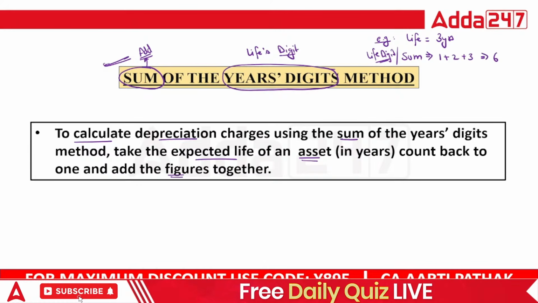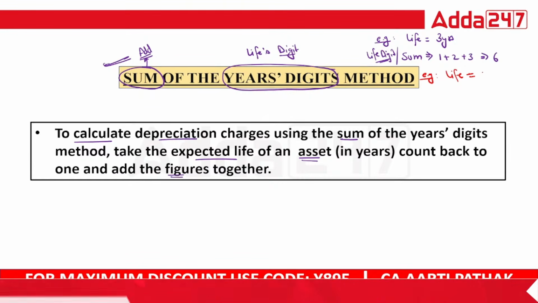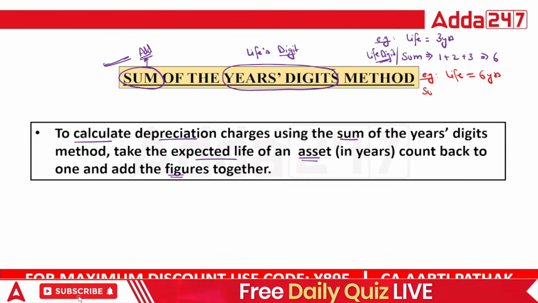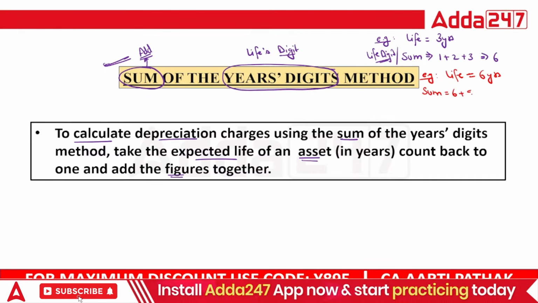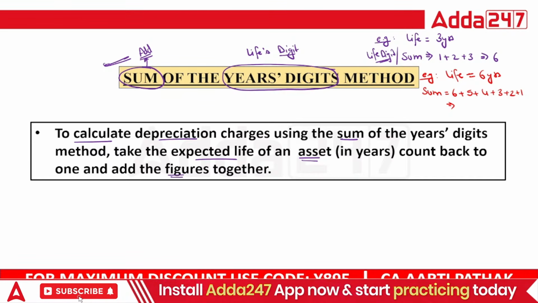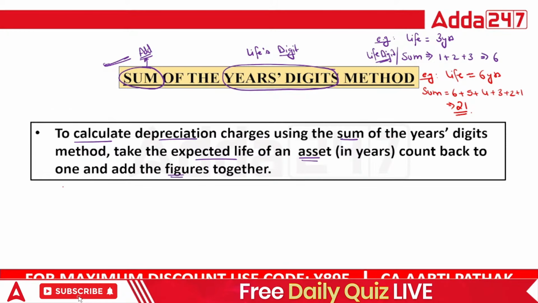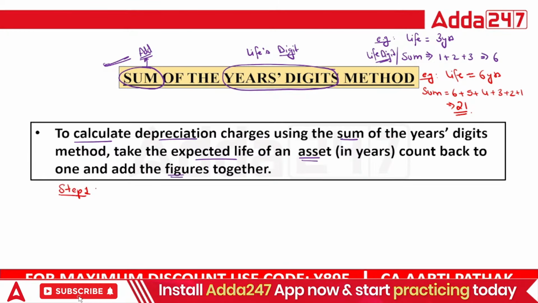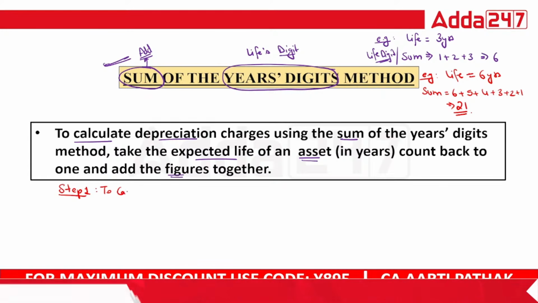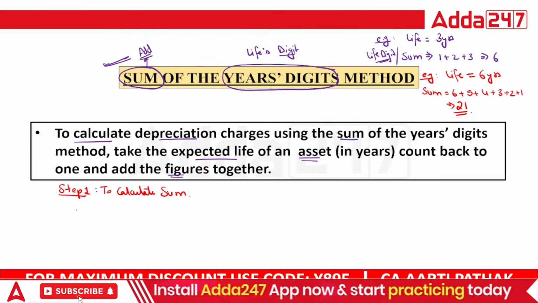Second example, let's say life equal to 6 years. So what is the sum here? That is going to be 6, 5, 4, 3, 2, 1. So what is the sum of these digits? 6 plus 5 plus 4 plus 3 plus 2 plus 1 is equal to 21. Okay. So the first step is to calculate the sum.